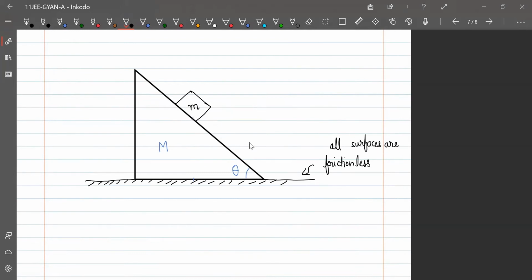So this will try to slide down. When it slides down, it applies some force on the bigger block. So the smaller block will move down the incline, while the bigger block will be moving in the backward direction. Right? So what I want you to calculate is the acceleration of each block. Find acceleration of each block.